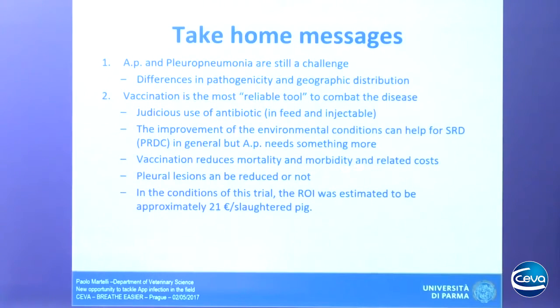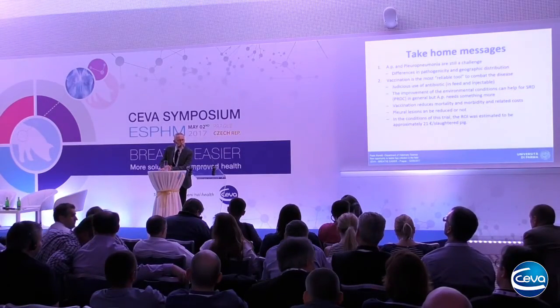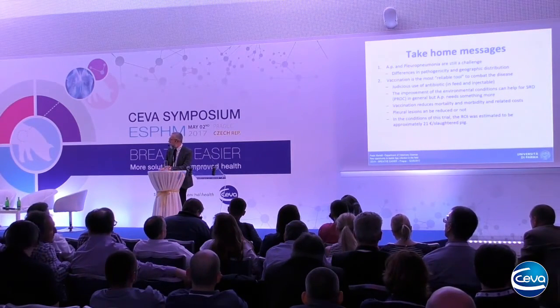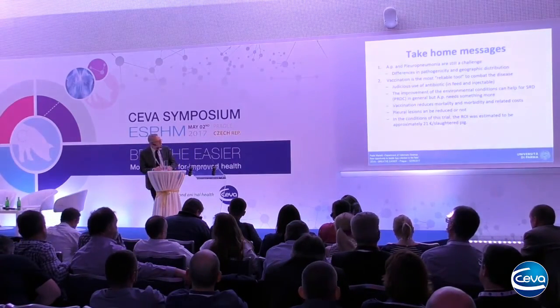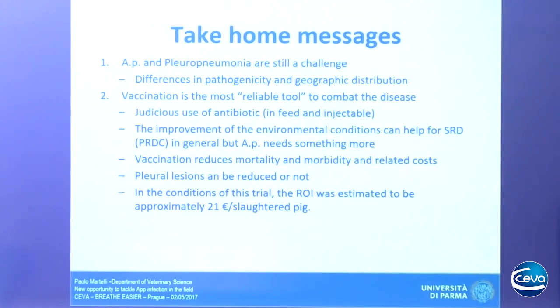Vaccination reduces mortality and morbidity and related costs. Okay, mortality, morbidity, it was calculated as the number of individual injections per pig. Pleural lesions can be reduced or not. In this case, we didn't see any difference in terms of pleural lesions at slaughterhouse. Okay, but we can discuss that. And at the very end, in the conditions of this trial, the return on investment was approximately 21 euro per slaughtered pig.